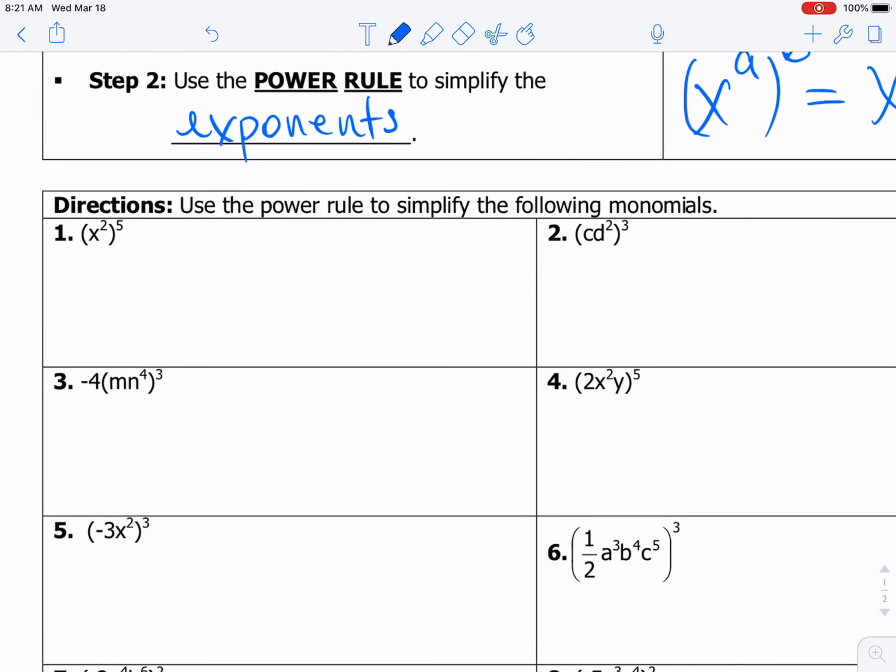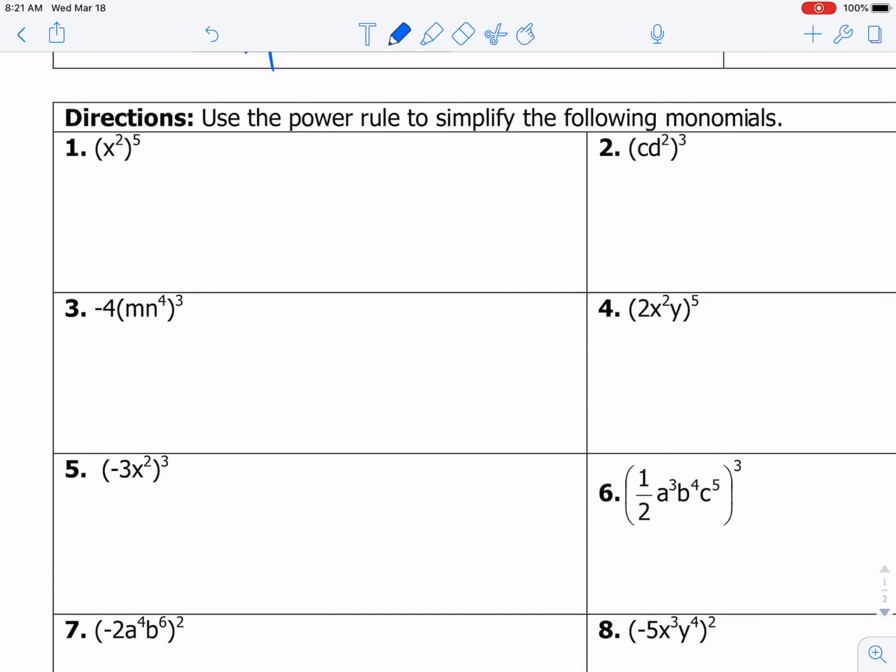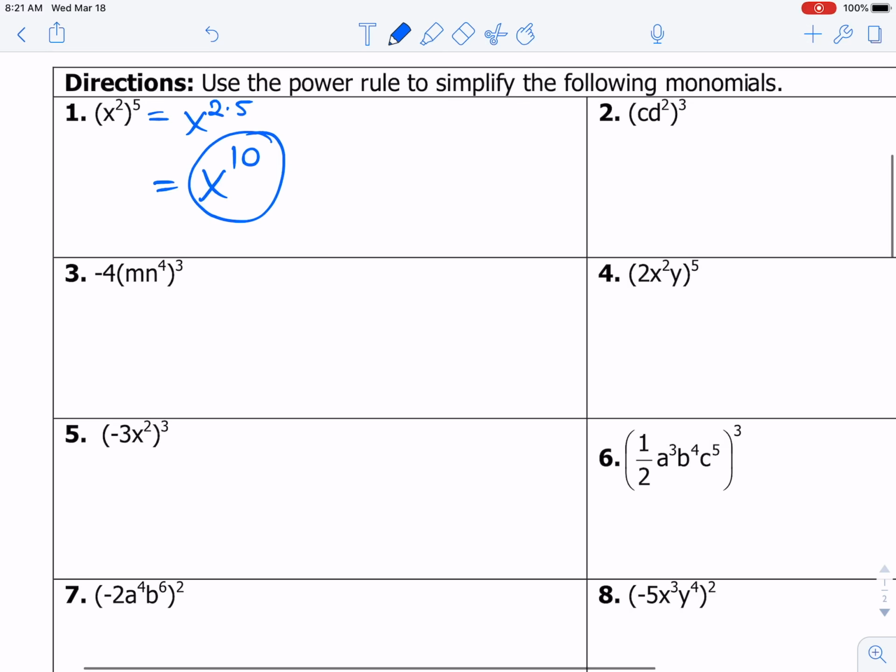So let's take a look at example number 1. We've got to use the power rule to simplify the following monomials. So x squared, all quantity raised to the 5th power. This is equal to x, and we do the product of the powers, x to the 2 times 5, and this is equal to x to the 10th power. So for number 2, you should try it on your own.